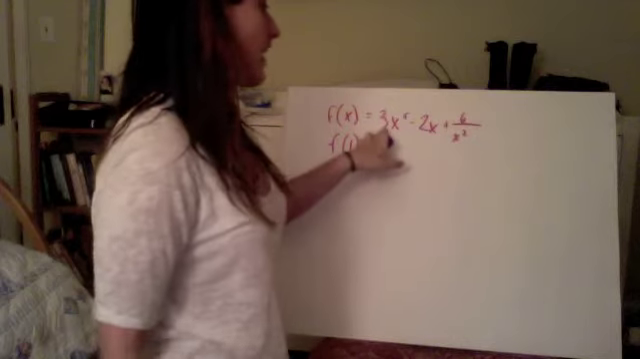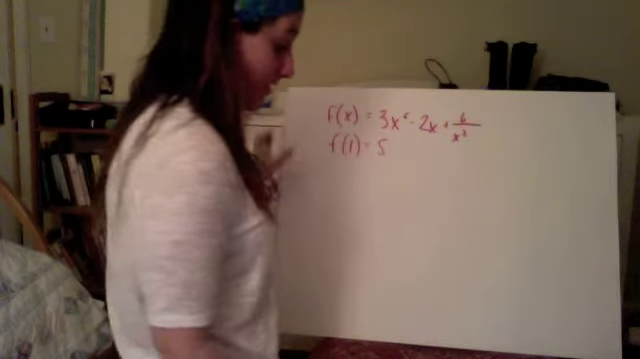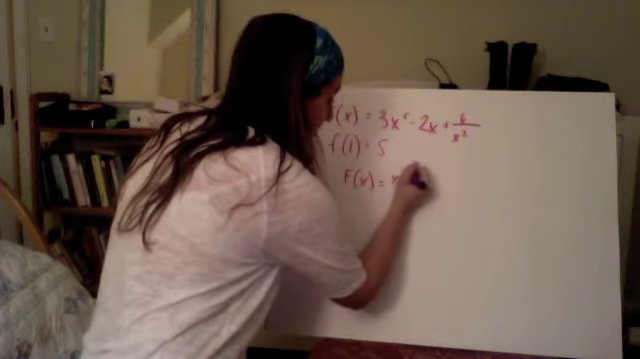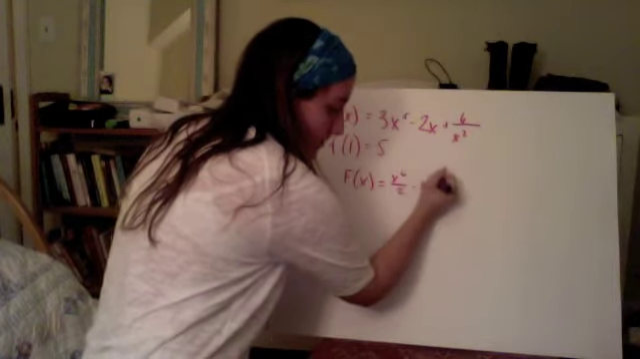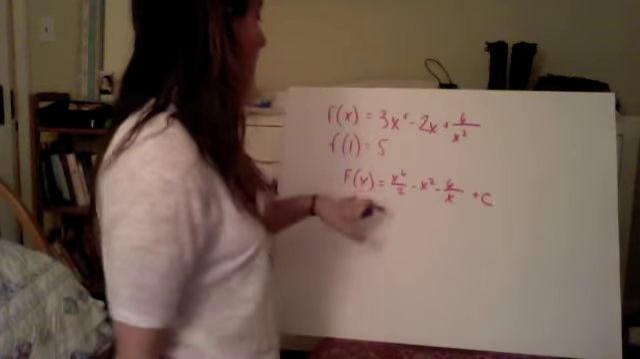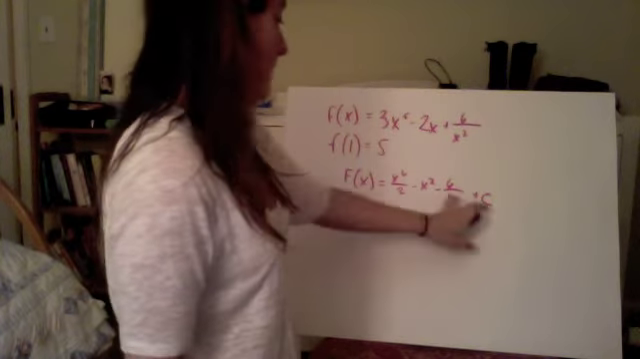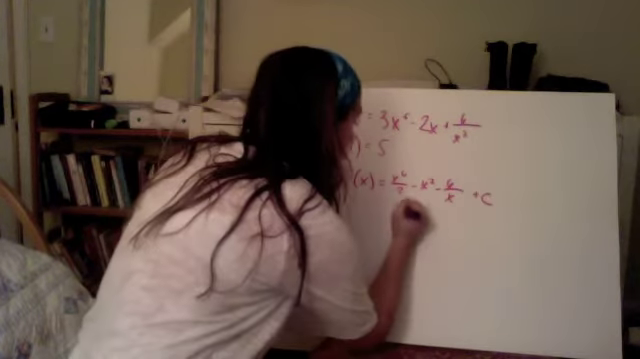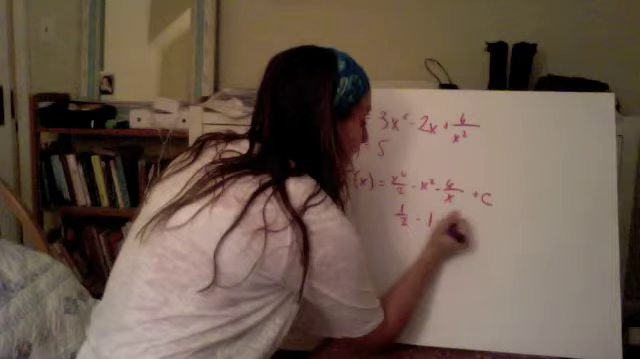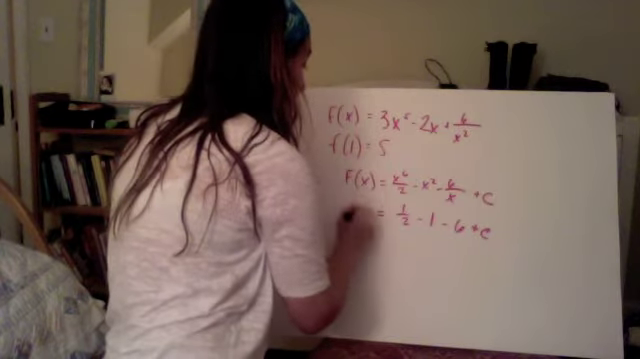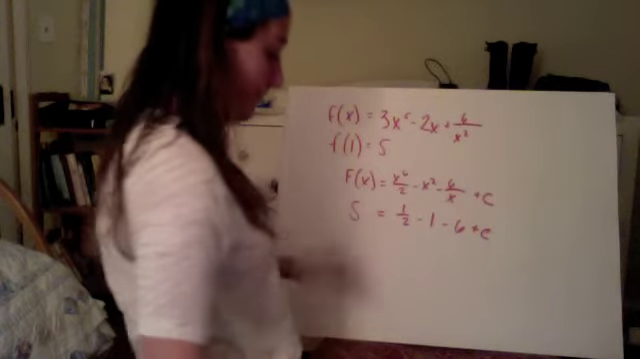So, you find the antiderivative, which we have already done, which equals x to the 6th over 2 minus x squared minus 6 over x plus c. Now, we plug in 1 wherever we see an x. I'll just simplify this, so it's just going to be 1/2 minus 1 minus 6 plus c equals 5. That's where we're getting that 5.